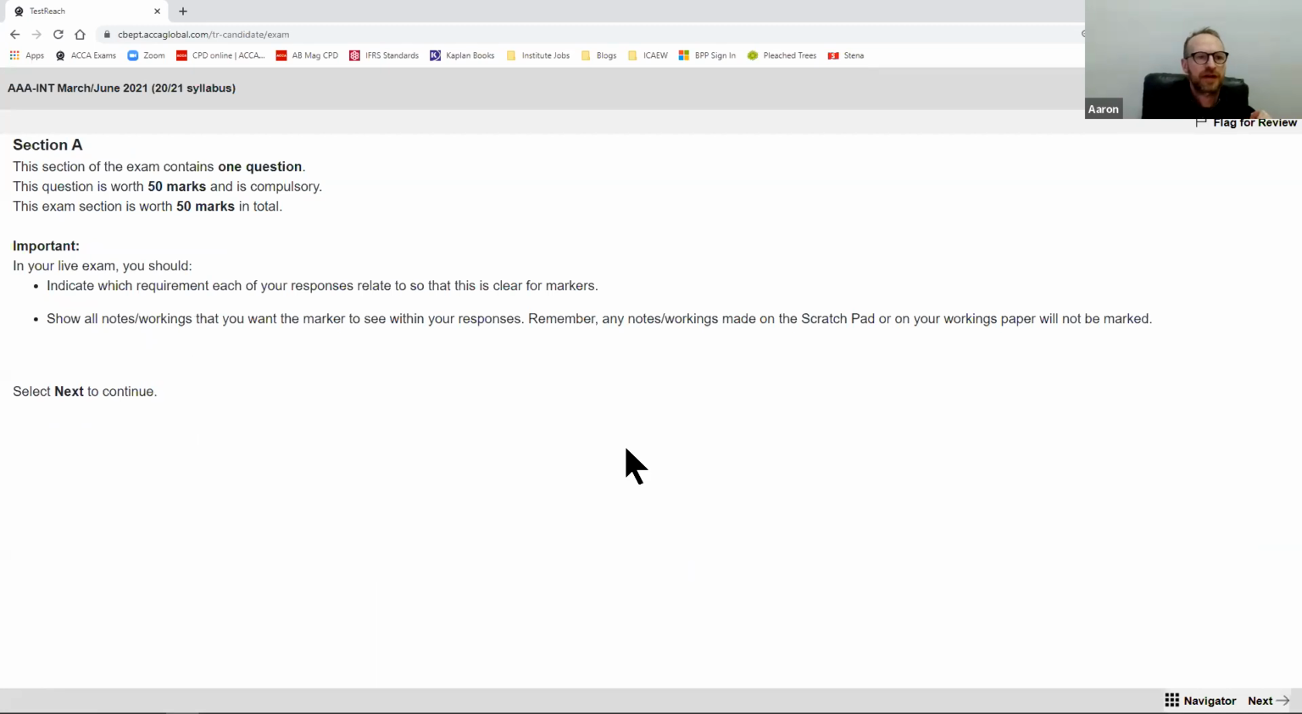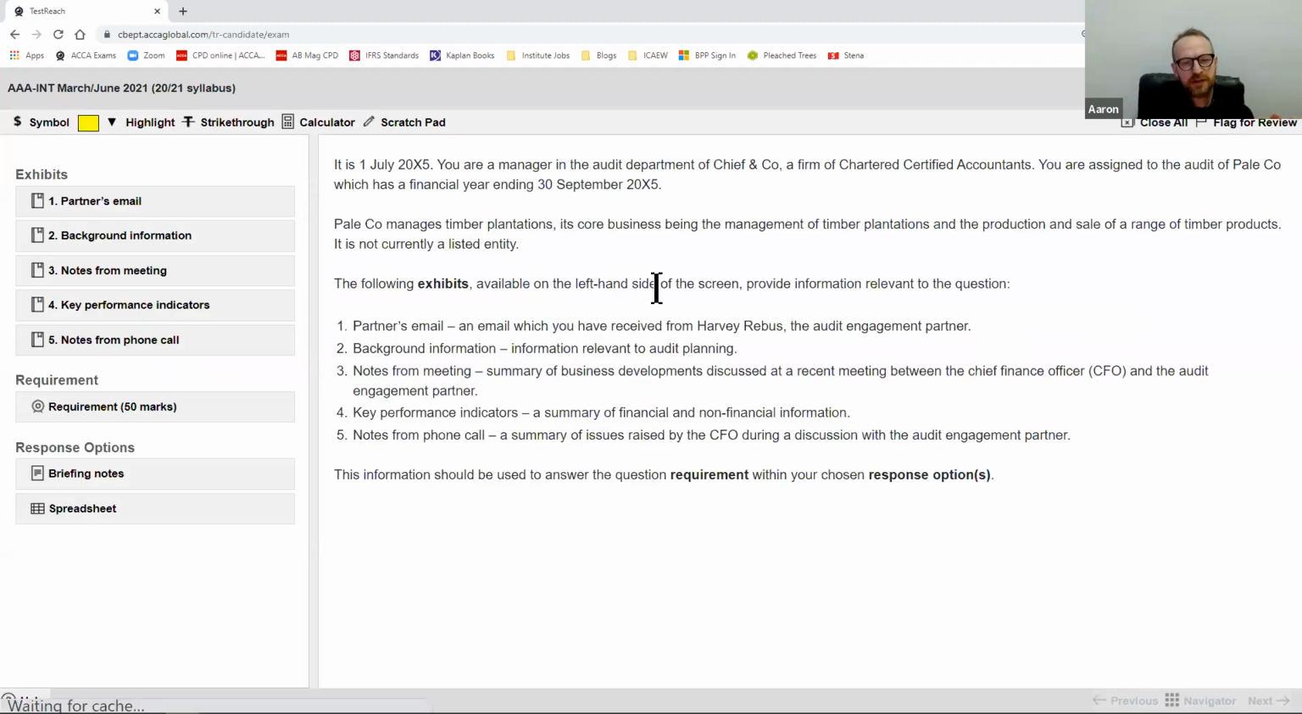Yes, I am. Okay. Make sure, so there are a couple of important things here. Indicate what requirement your responses relate to, so it's clear for the markers, obviously. Show all notes and workings you want the marker to see. Again, notes and markings on the scratch pad will not be recorded. So if you want the examiner to see it, put it in. Okay, now that's important for us, particularly because of the paper.